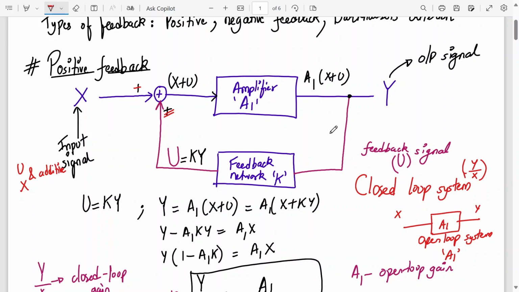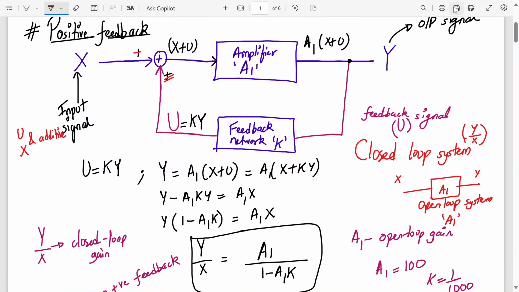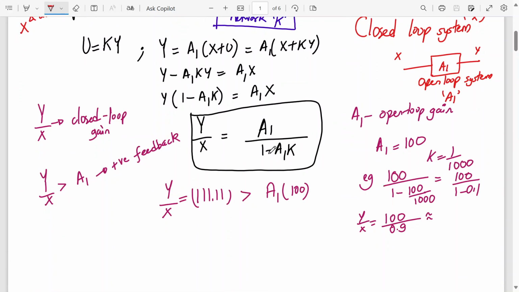Agree? Okay? But under one condition, this can become dangerous. Can you tell me what is the condition? If somehow 1 minus a1k approaches 0. ये कब होगा? जब भी 1 will be equal to a1 into k. अगर ऐसा हुआ तो what will happen? What will happen to y upon x? So it will become a1 upon 0. What is 1 divided by 0? Infinity. Do you agree?